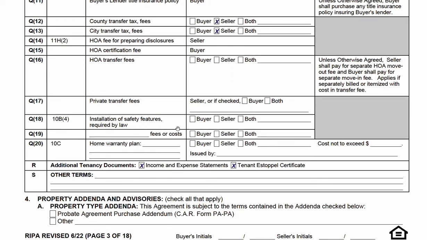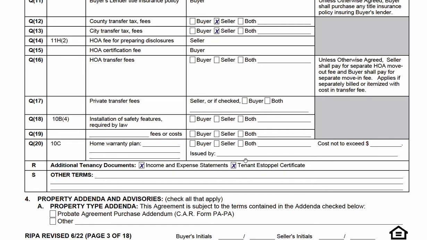And then they have just kind of an auxiliary line here, home warranty plan. I think it should be buyer's choice, since the buyer's the one that's going to be dealing with customer service. So you can check seller, cost not to exceed, let's throw some number out there, $1,200, issued by.